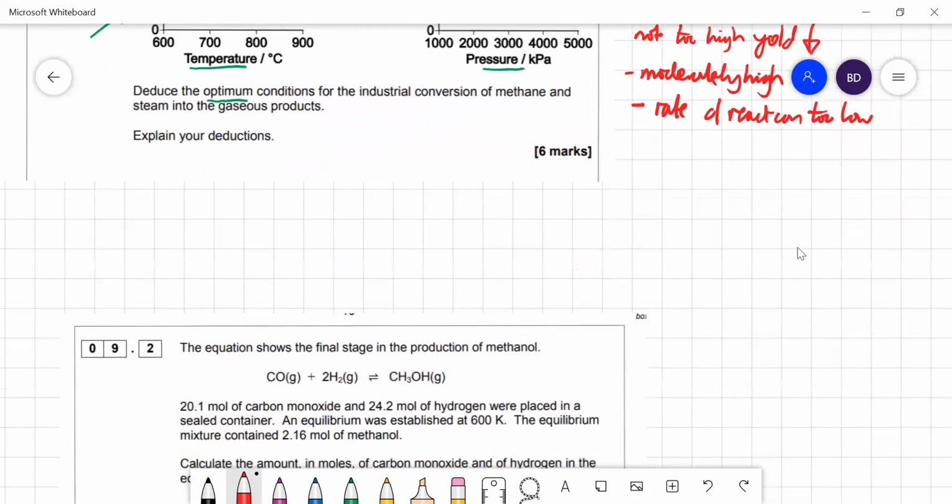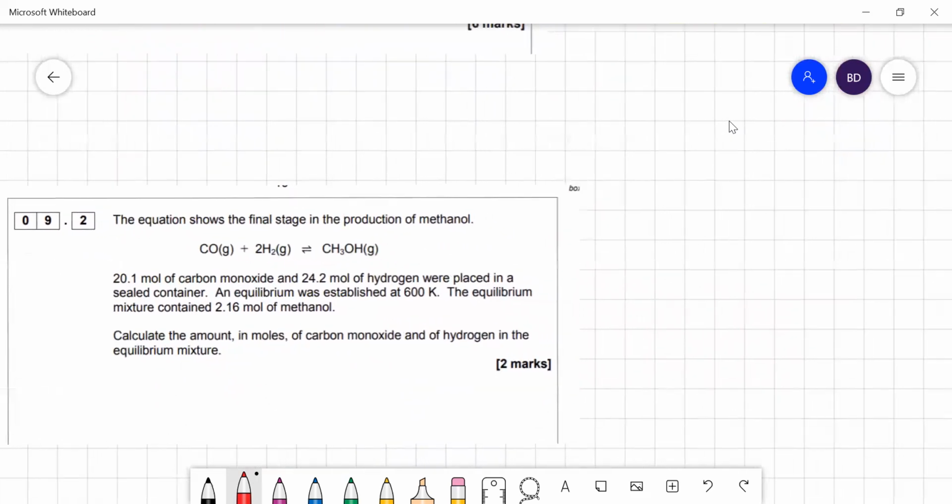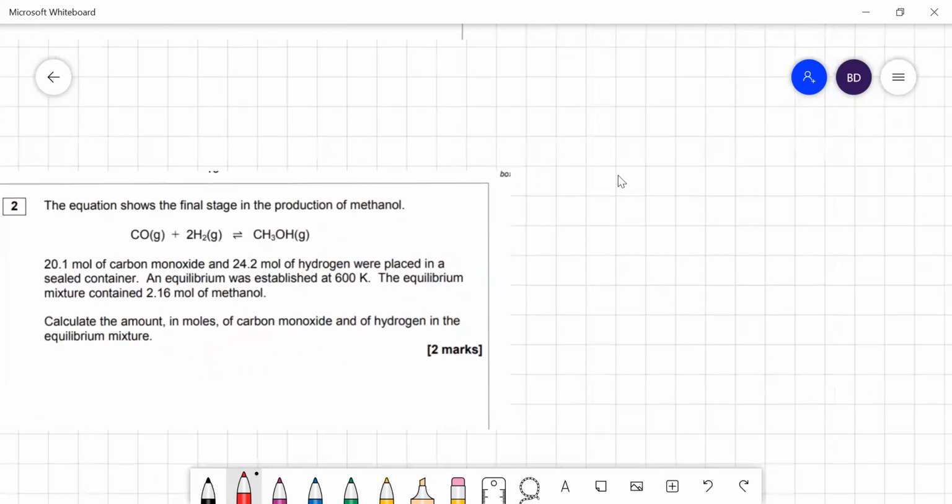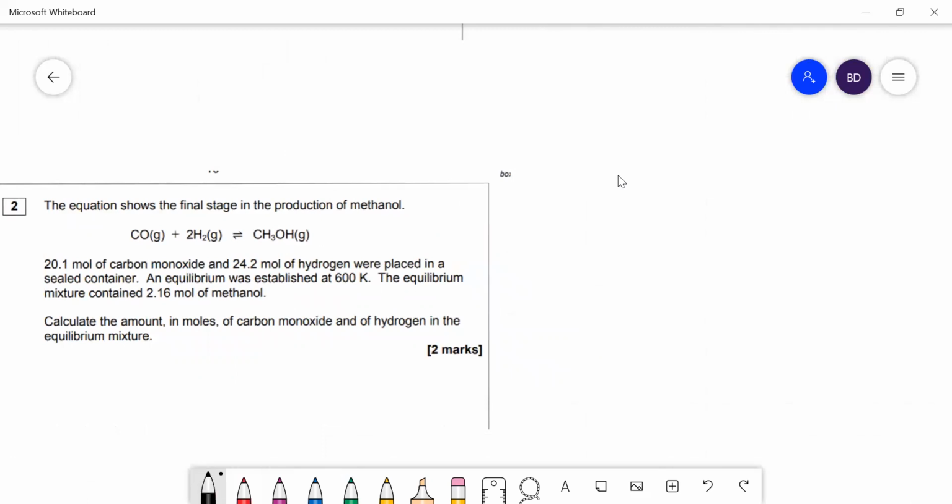Right. Now here we have got an equation that shows the final stage in production of methanol. You've got to calculate the amount of moles of carbon monoxide and hydrogen in the equilibrium mixture. So let's write down the equation. I'll write it here. So we've got carbon monoxide. Right, I'm going to write down start moles, moles used up. Some people leave out the moles used up, but I like to put it in, and then equilibrium moles. And then we write the equation here of carbon monoxide plus 2H2 going to methanol.